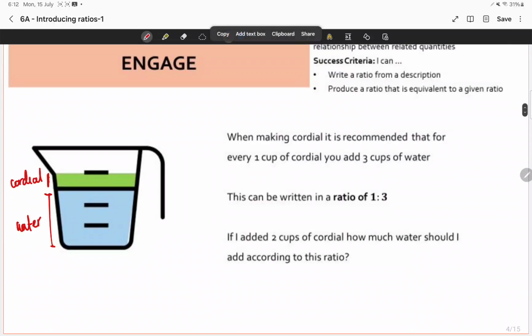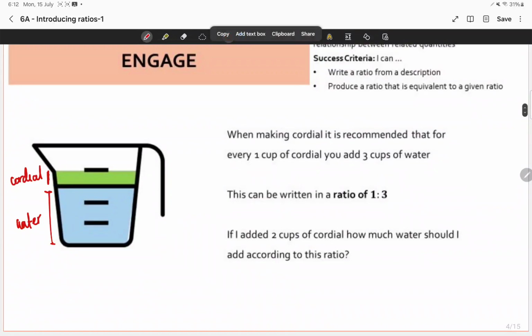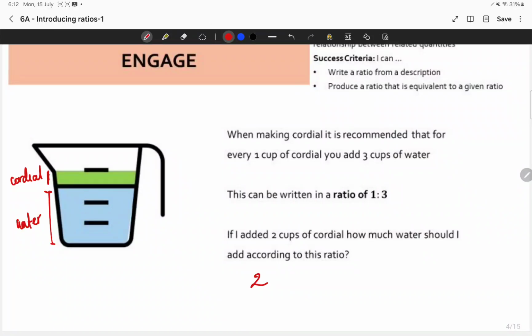And then for here, we're thinking if I had 2 cups, how much should I add according to this ratio? If I have 2 cups, I'm timesing by 2 because I've basically doubled it. So 1 times 2. And what I have to do on the other side is also do it by the same amount. Very similar to fractions. So 2 is to 6. So if you have 2 cups of cordial, you need 6 cups of water to keep to that same ratio. So it's not too sweet, but it's also not too diluted.